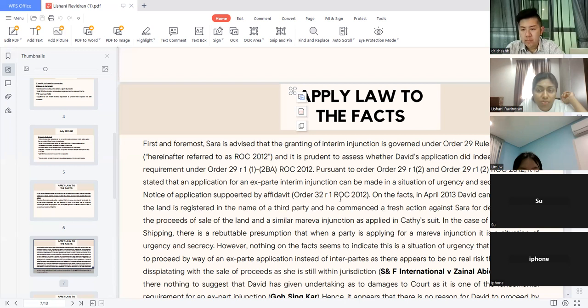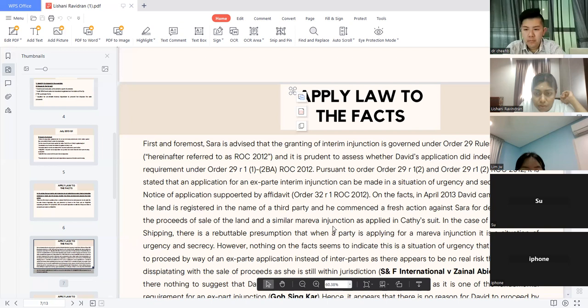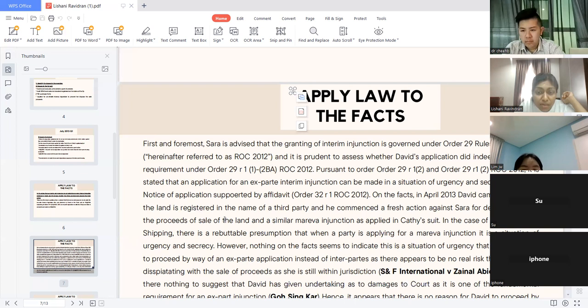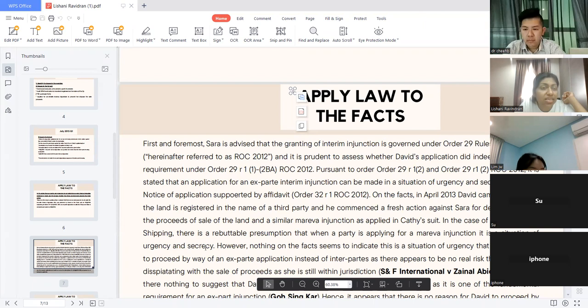On the facts, in April 2013, David came to know that the land is registered in the name of a third party, and he commenced a fresh action against Sarah for a declaration as to the proceeds of sale of land and a similar Mareva injunction as applied in the earlier suit. In the case of Third Chandris Shipping, there is a rebuttable presumption that when a party is applying for a Mareva injunction, it is a situation of urgency and secrecy. So I've put here, there is a rebuttable presumption. However, nothing on the facts seems to indicate that this is a situation of urgency that requires David to proceed by way of an ex parte application instead of inter partes, as there appears to be no risk that Sarah will be dissipating the sale proceeds as she is still within the jurisdiction.